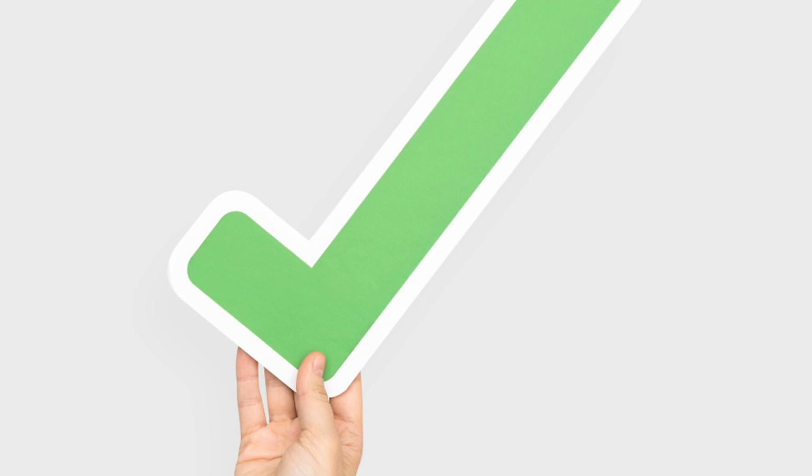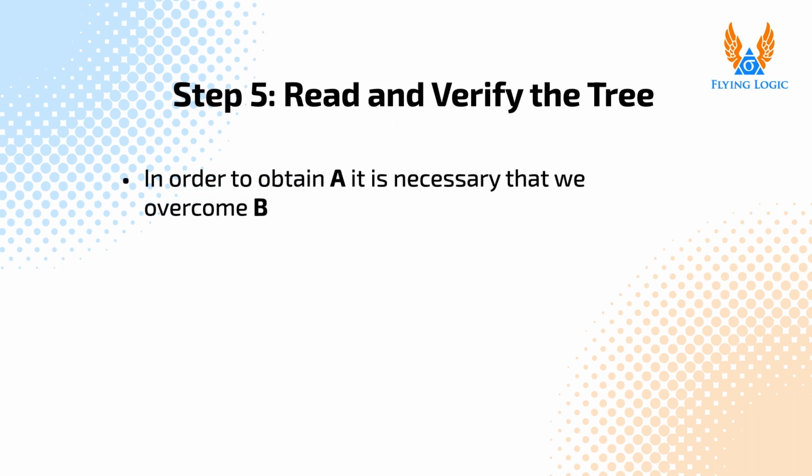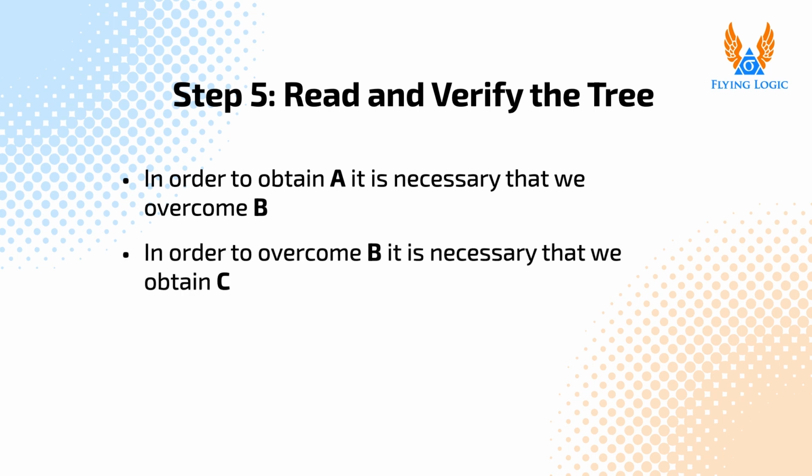Once you feel that your tree is well connected from its simple milestones all the way through to the ultimate objective, it is time to more carefully read the tree for clarity and completeness. Once prerequisite trees are constructed using necessary condition thinking, the tree is read against the flow of the edges, starting with the objective. Each step of the tree is read with one of the following patterns. In order to obtain A, it is necessary that we overcome B. In order to overcome B, it is necessary that we obtain C.